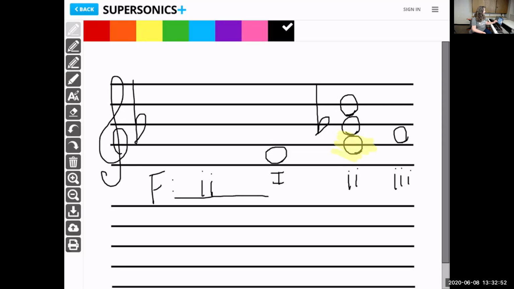what's the name of the chord? Based on the root note, it is a G minor chord. You don't have to have that for this particular question.